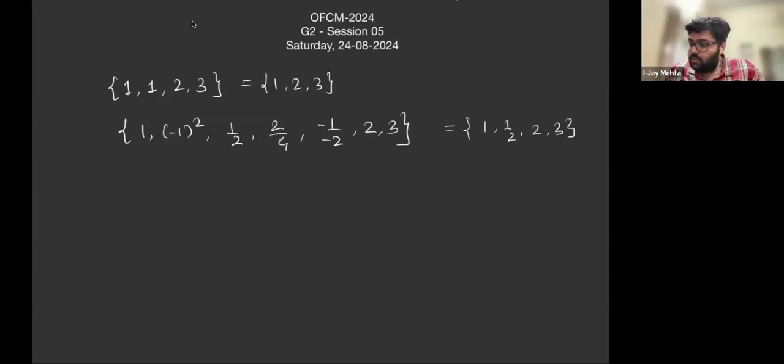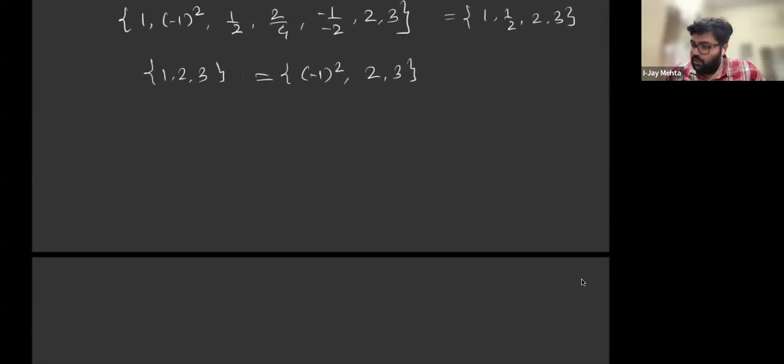Right, so repetitions are not there in the set. This is the same element, though expressed as minus 1 square, but we know it is 1. And all these are the same, right? A different way of writing. So if I write some set like 1, 2, 3, or I write some set like minus 1 square, and then 2 and 3, these two sets are the same. It's just that I have written 1 directly, and there it is expressed in some other way, but the set is the same, right? Okay.